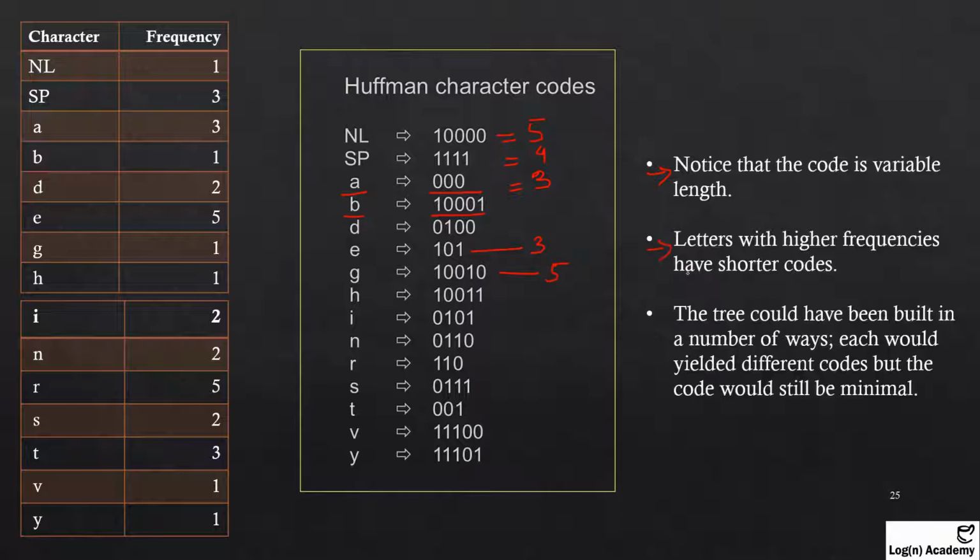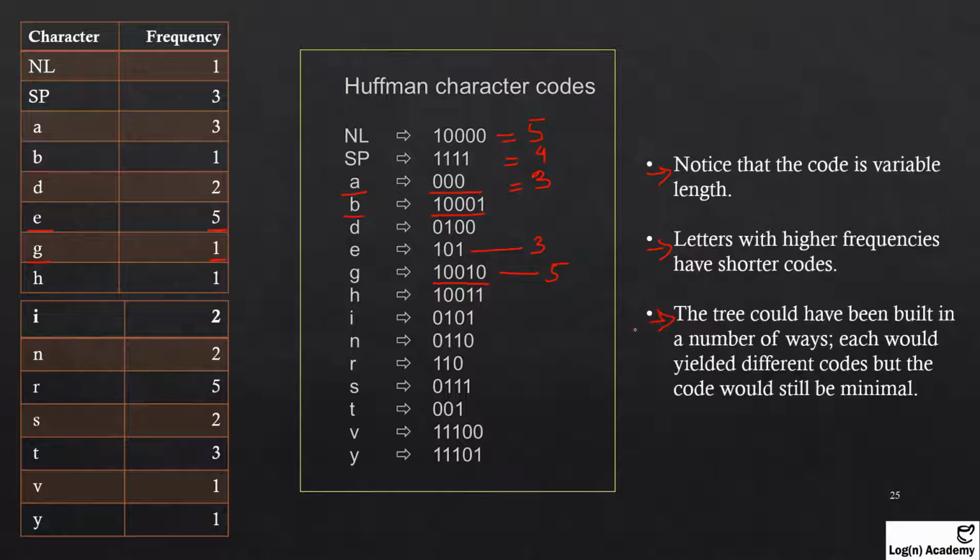The second point is that letters with higher frequencies have shorter codes. As you can see here, E is of frequency 5, but the code is 3. There are only 3 bits used. Now G has 5 bits, but the frequency is only 1. So the letters with higher frequency, for example E, have shorter codes.